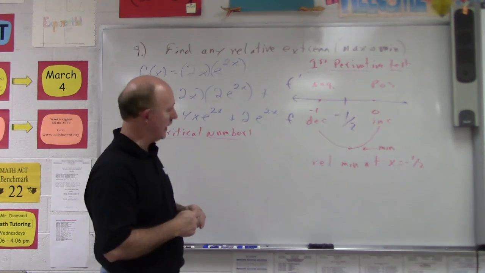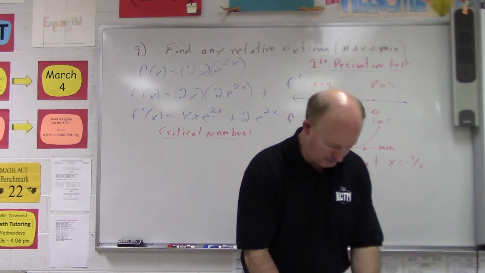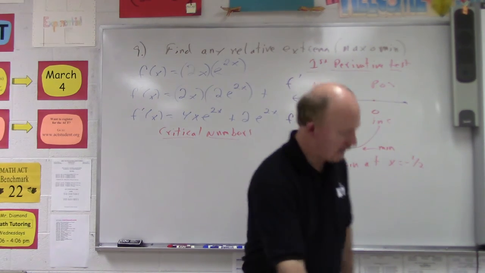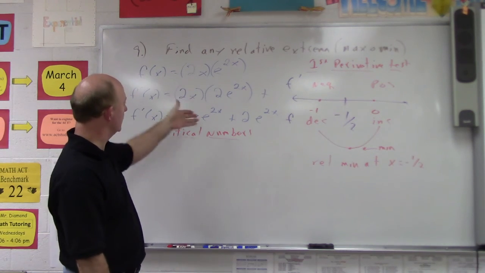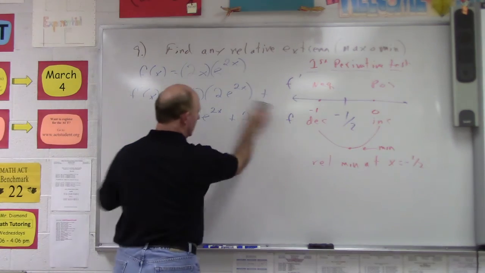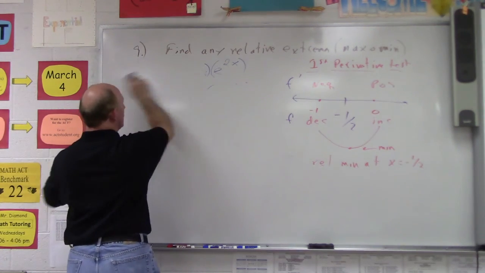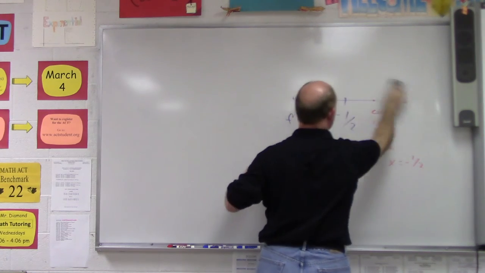Okay, so that wasn't too bad. So that's just a relative minimum at x equal -1/2. I'm just going to find the x value. You can actually substitute in to get the actual point, but we'll go ahead and move on a little bit. There's one more problem we want to look at. Now, this is finding using the first derivative test.